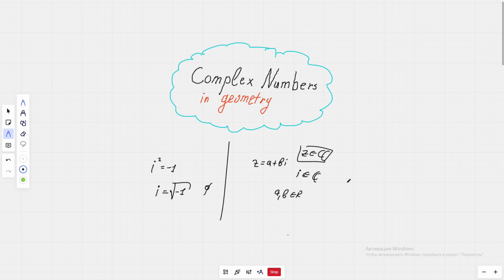When we say we want to take the conjugate of a complex number, we mean this expression, a minus bi, where z is our complex number, and it has this line above it. Okay, so this is the basic knowledge you should know.